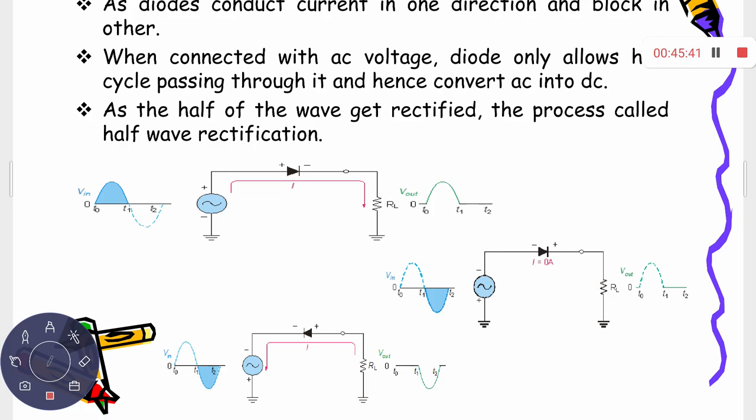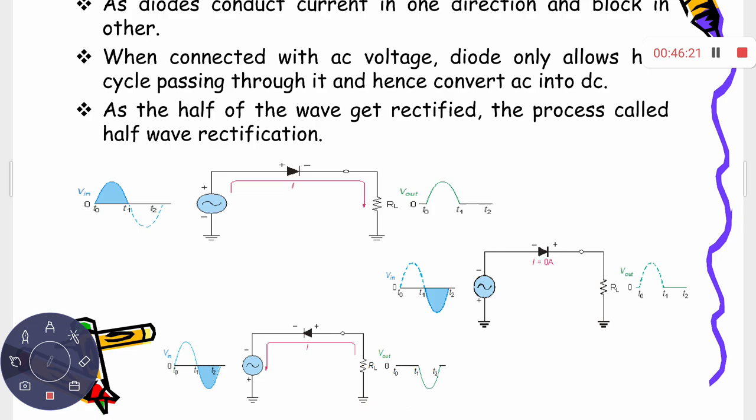No. From T0 to T1, this diode is on. This is how it is in forward bias. The same circuit, both of them are the same circuit. Only you are considering the different states of your input. Same circuit. Okay, so now PIV for this diode is Vm.